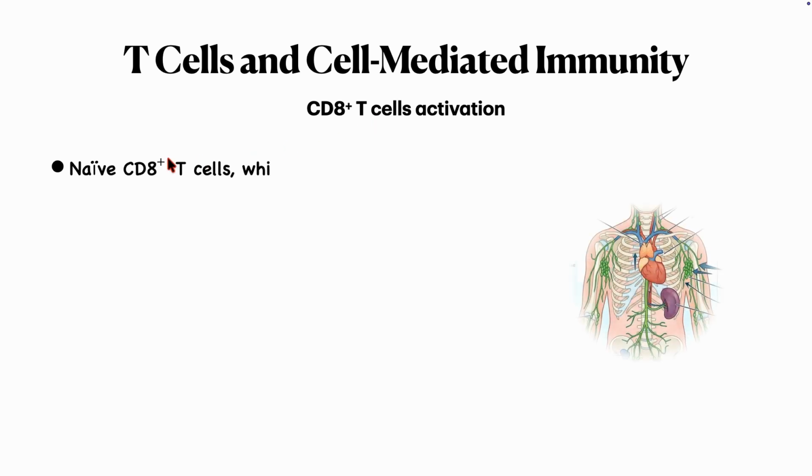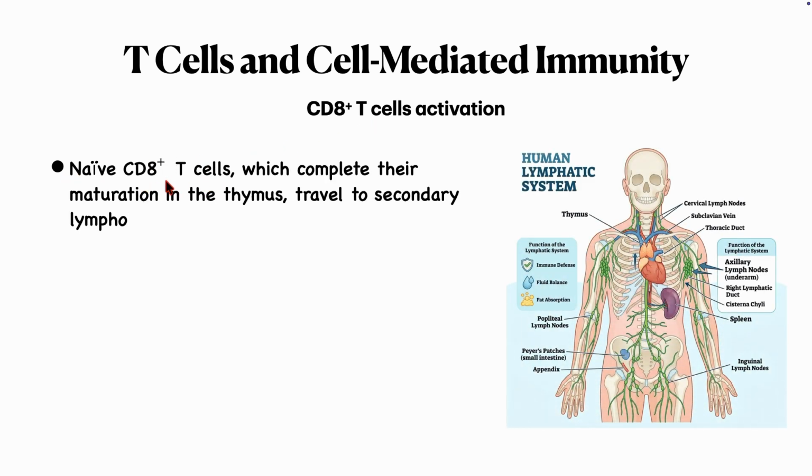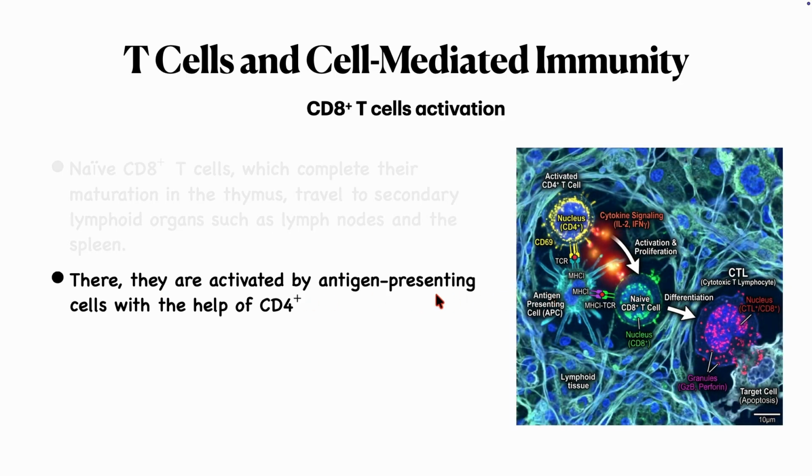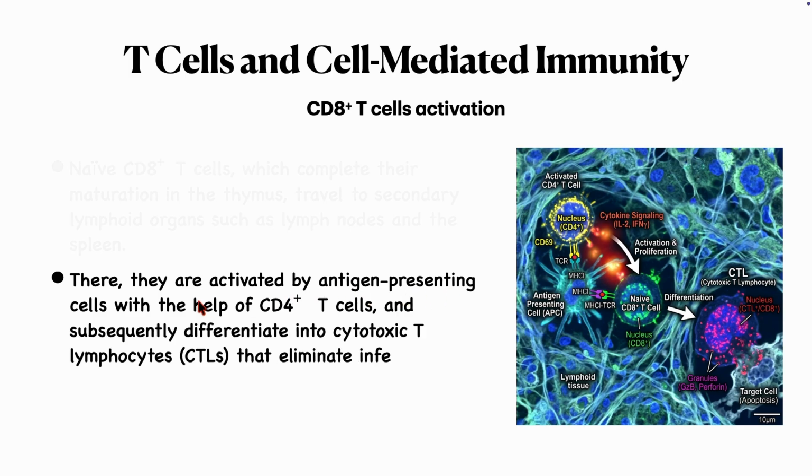The other major T cell population is CD8 positive cytotoxic T cells. Naive CD8 positive T cells, which complete their maturation within the thymus, travel to secondary lymphoid organs such as lymph nodes and the spleen. There, they are activated by antigen-presenting cells with the help of CD4 positive T cells and subsequently differentiate into cytotoxic T lymphocytes, in short CTL, that eliminate infected cells.